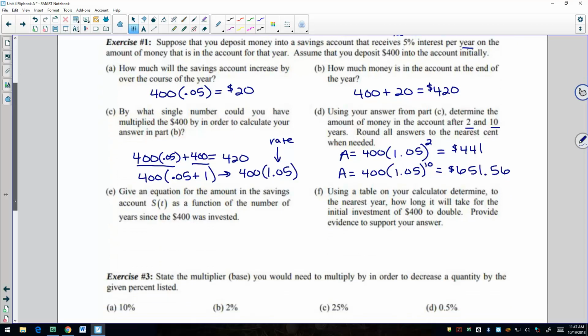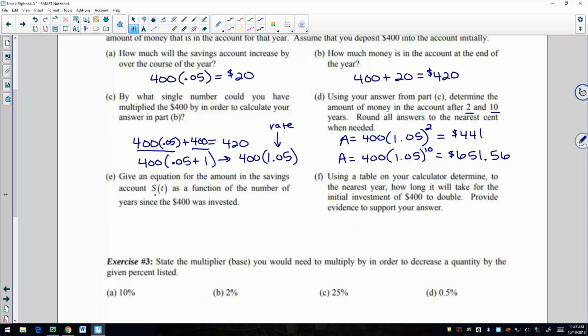Part E, give an equation for the amount in the savings account as a function of the number of years since the 400 was invested. So what they really want you to do is write out our equation, but they told you what to use. They want you to use S of T. S, I'm assuming they chose S for savings, and T is time. So the savings in terms of time would be, for this particular equation, 400, because that's what I started with. My rate was 1.05 to the T, where you would plug in whatever time you're trying to find.